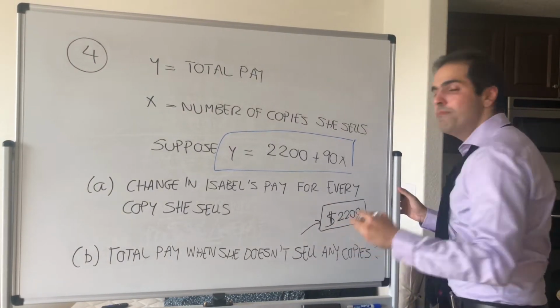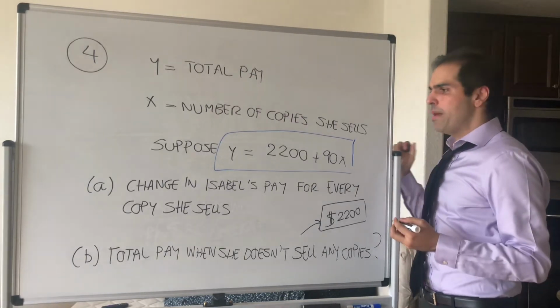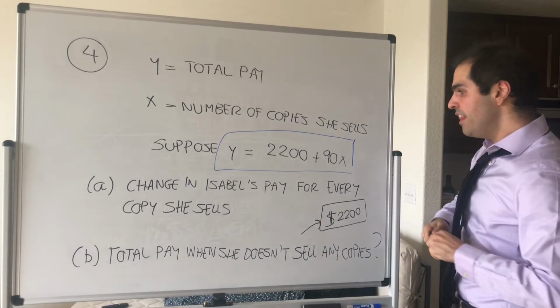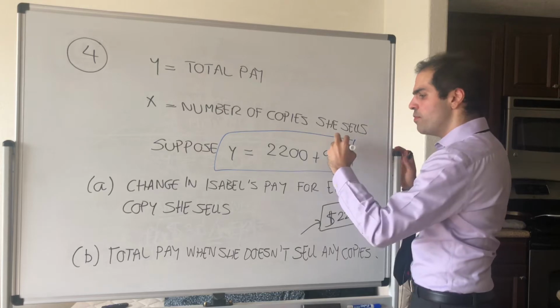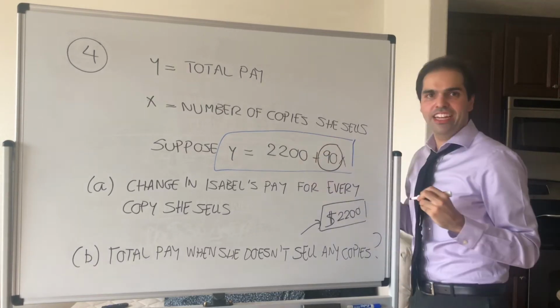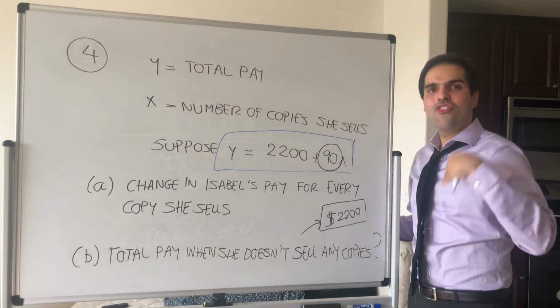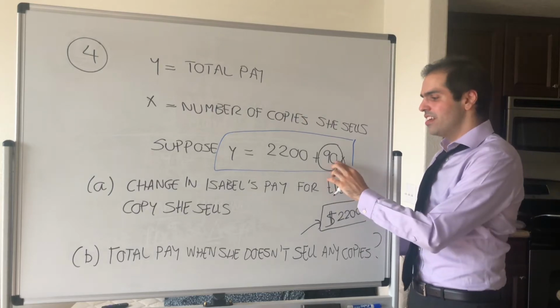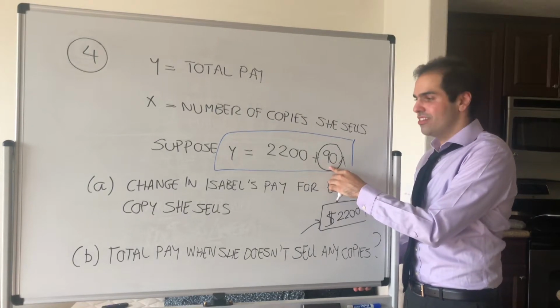It's kind of like the base pay or the base fee. And then what is this? Again, this represents the rate of change. So in other words, for every copy she sells, she gets $90.